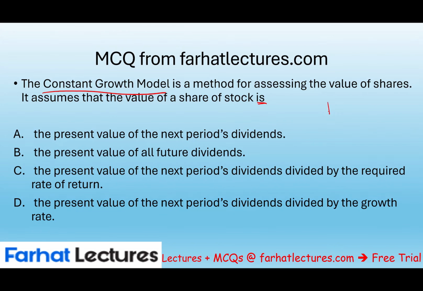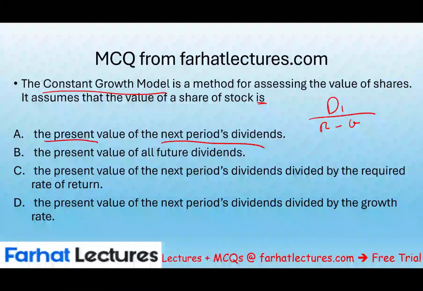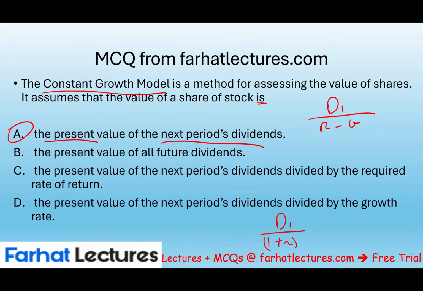The formula goes like this: D subscript 1 over R minus G. That's the formula. Okay, let's see which one it fits. Is it the present value of the next period dividend? No. The present value of the next period dividend is D1 divided by 1 plus R. Is this the formula? No. This is A, and it's not the same formula as this. You are discounting the next period dividend.